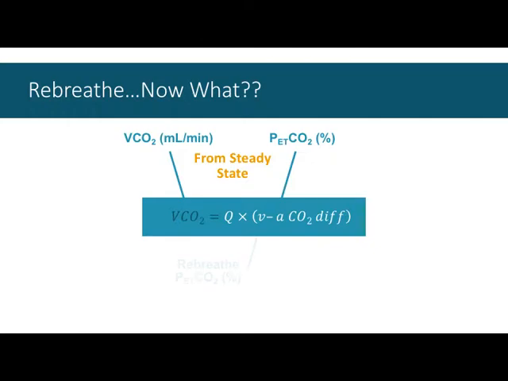And so looking forward, the end tidal CO2 number during the rebreathe portion, or the point of equilibrium that we're trying to approximate in the rebreathe, comes from not steady state. This is from the rebreathe maneuver itself.